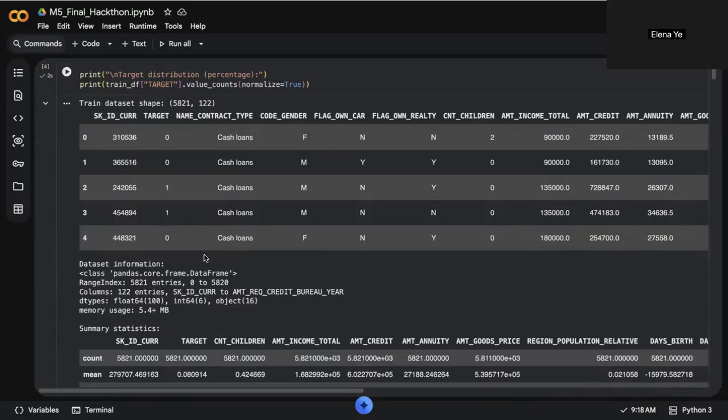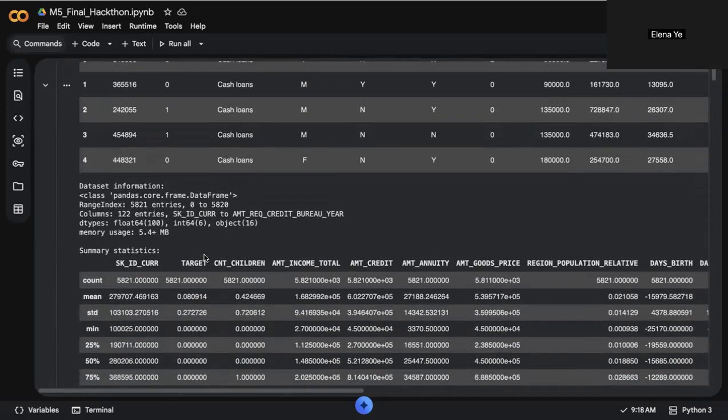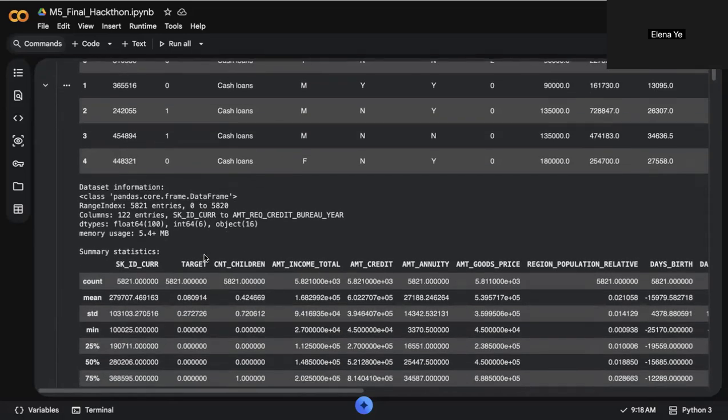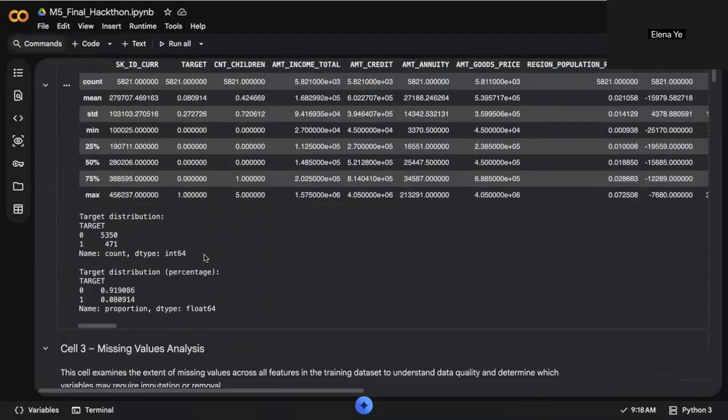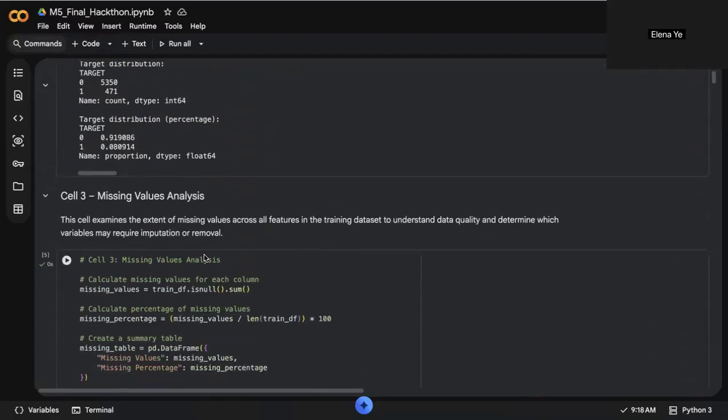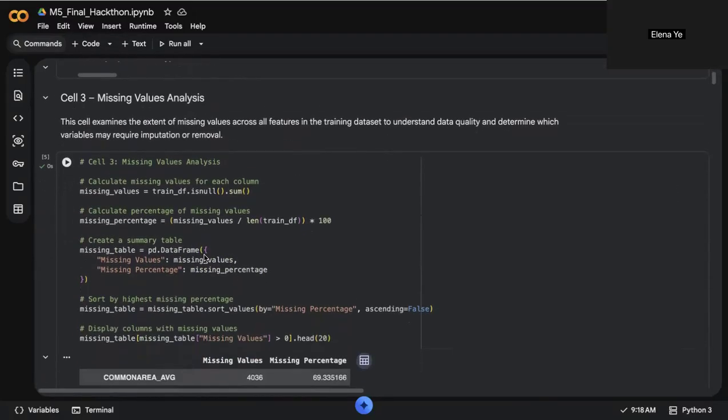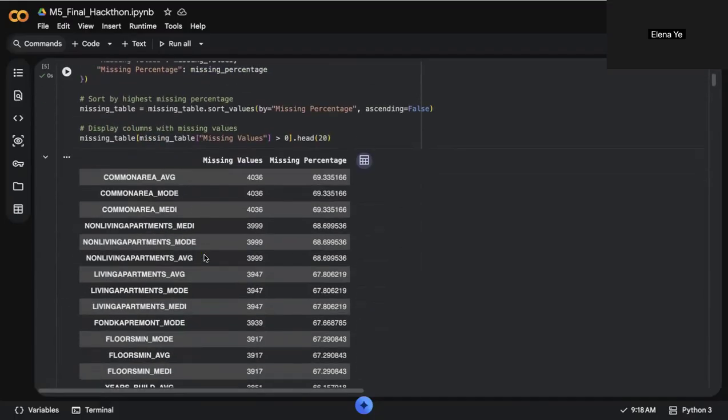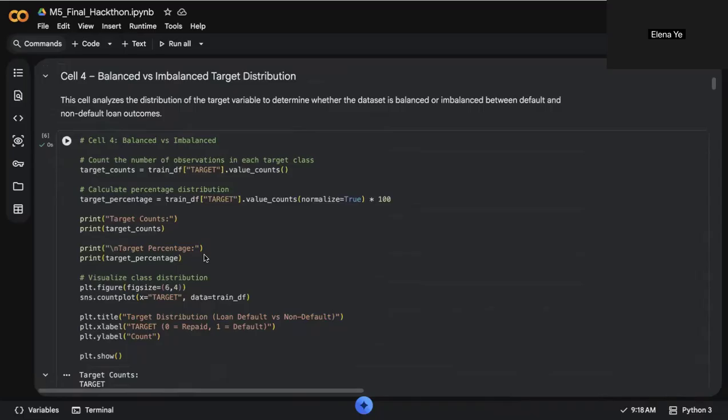The dataset contains a large number of financial and demographic variables describing loan applicants, such as income level, employment history, and previous credit behavior. And in cell three, I analyzed the missing values across the datasets. As shown in the visualization, several variables contain missing values, which is common in real financial datasets.